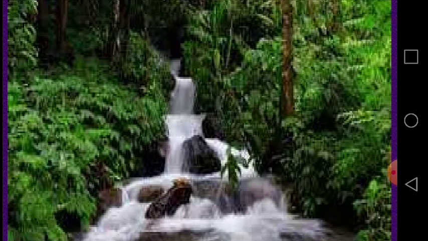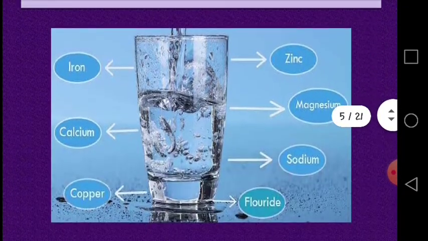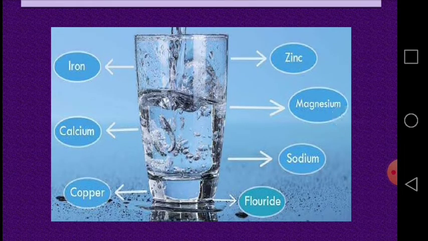You can see very natural water. Natural pure water is very important for us because, as you know, all organisms including human beings are made up of 70 to 80% water. Besides the water, we also need some minerals like iron, calcium, copper, fluoride, sodium, magnesium, and zinc. These minerals must be present in drinkable water so that we can live a healthy and happy life.